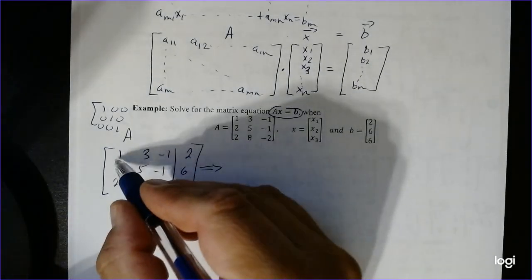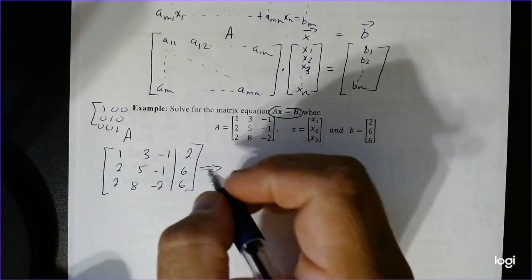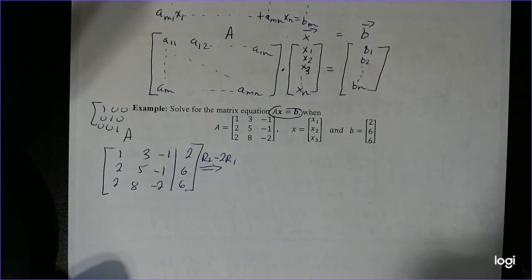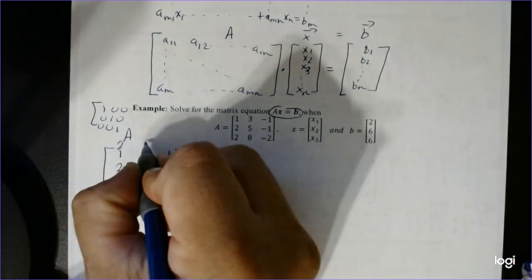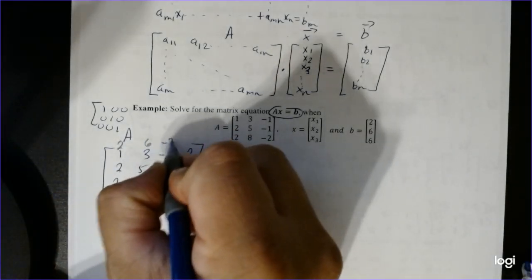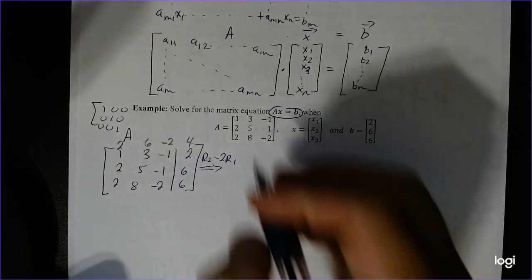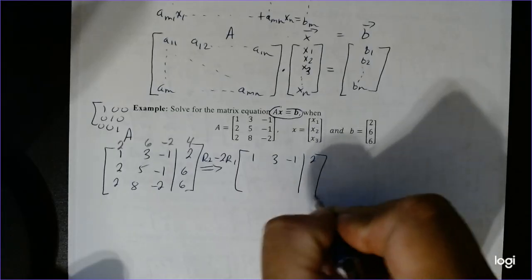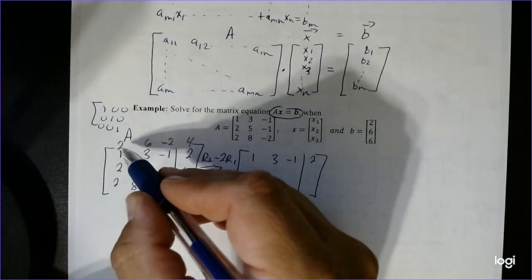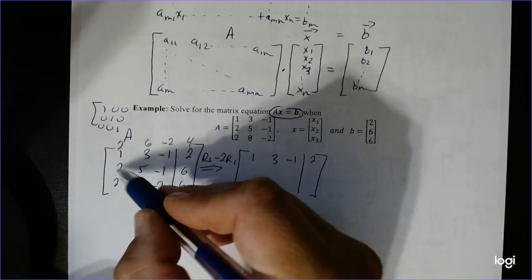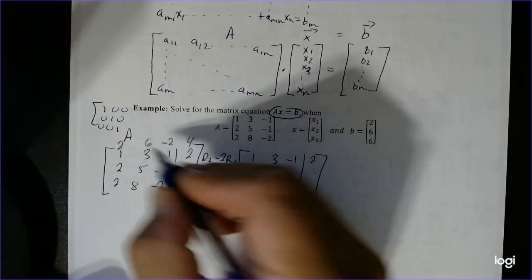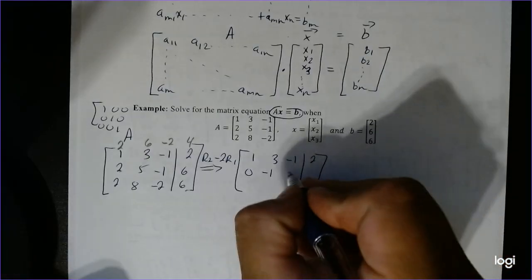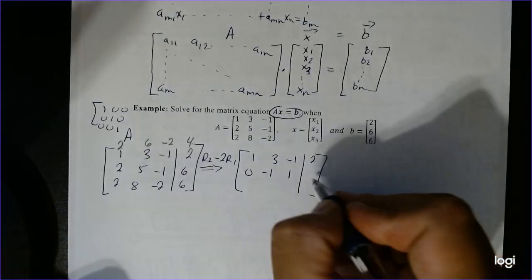I already have a 1 there, which is great. So why don't we just do R2 minus 2R1 to get rid of this 2 here. So it'll be 2, 6, and negative 2 and 4 if I multiply by 2, keeping row 1 the same. So 2 minus 2 is 0. 5 minus 6 is negative 1. Negative 1 plus 2 is positive 1. And then 6 minus 4 is 2.